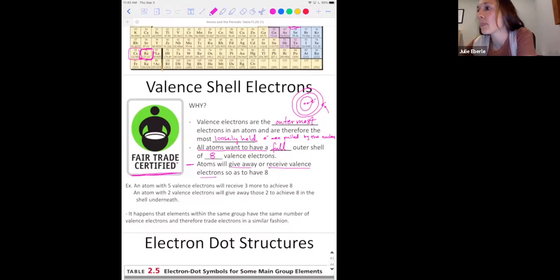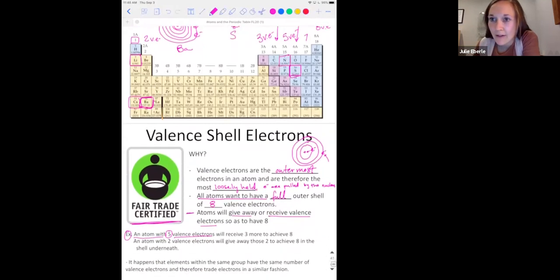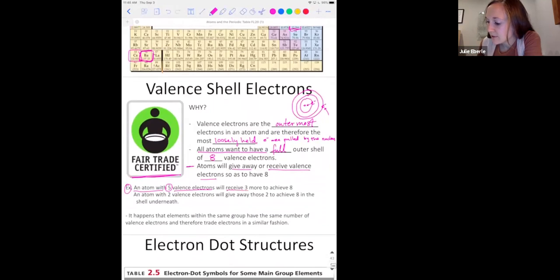So, for example, let's read this example. An atom with 5 valence electrons. So that's in main group 5. So we could be talking about nitrogen. He's in main group 5. He's got 5 valence. He will receive 3 more to achieve an outer shell of 8 valence electrons. On the other hand, an atom with 2 valence electrons will give those 2 away because underneath they have a full shell of 8.